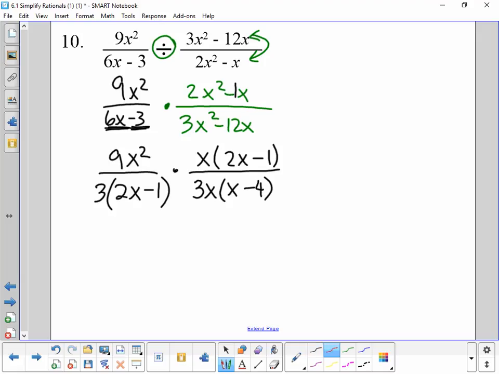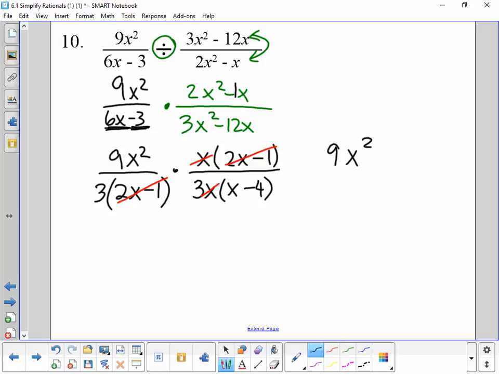So now that everything's factored, I'll look for factors that would reduce. The 2x minus 1 factor reduces. We could reduce this factor of x. And I'm going to rewrite what I have now. Sometimes that's useful if you're not sure if anything else reduces.